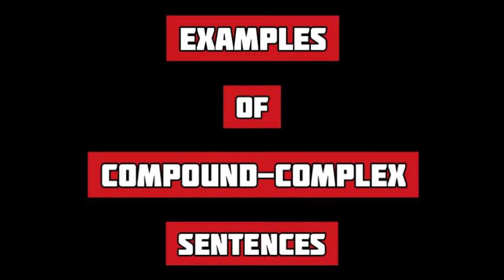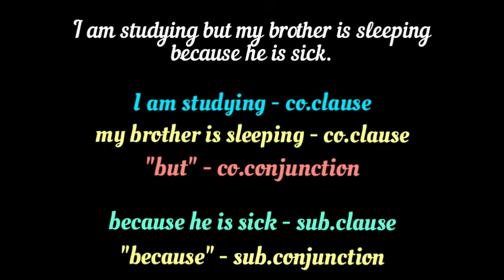Now let's study some examples of mixed or compound complex sentences. Now look at the first example on your screen. I am studying, but my brother is sleeping because he is sick. Here the two clauses I am studying and my brother is sleeping are joined by the coordinating conjunction but, so they are coordinate or independent clauses.